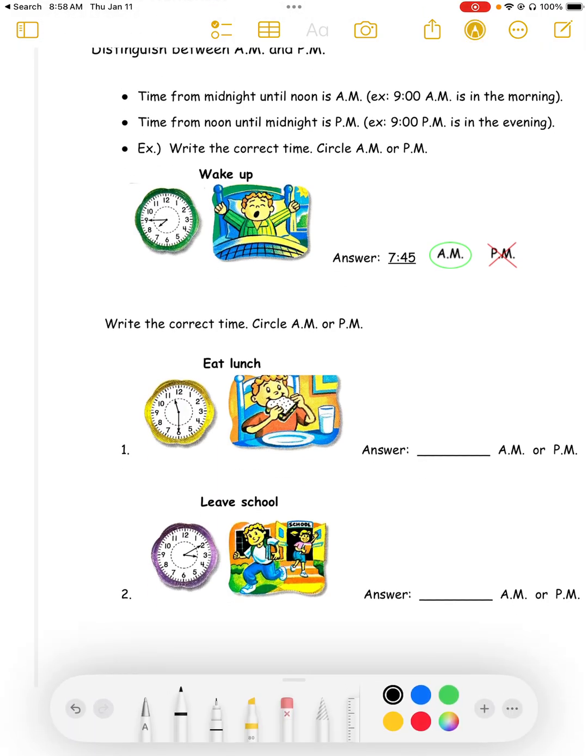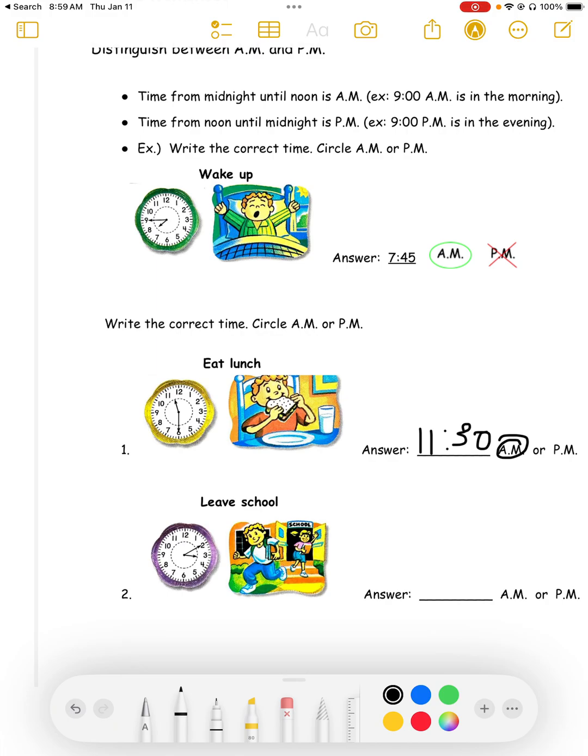So it says write the correct time, then circle AM or PM. So eating lunch. First, we know that it's pointing at the 11, so we are at 11 and count by 5s again. So 5, 10, 15, 20, 25, 30. So it's 30. And since they're eating lunch, it'll be AM. So it'll be 11:30 AM.